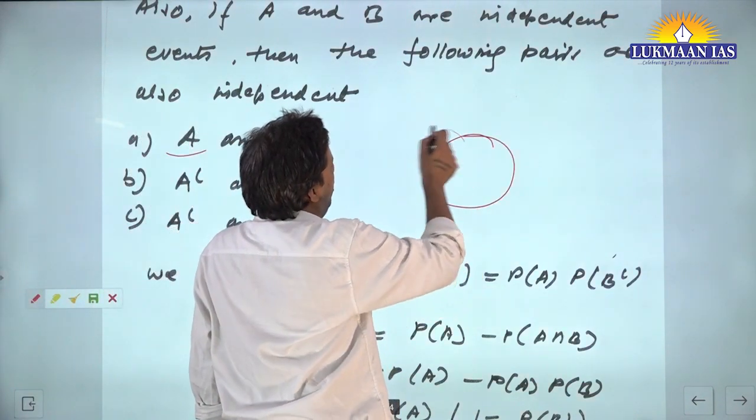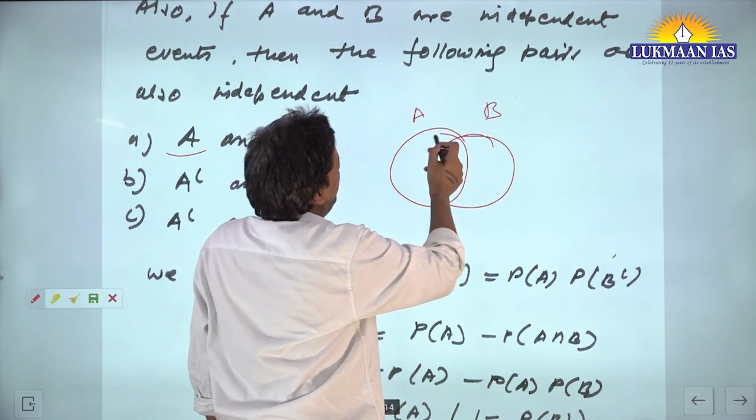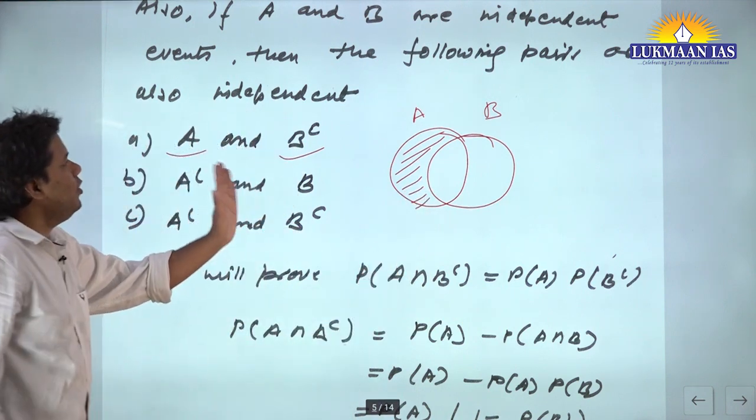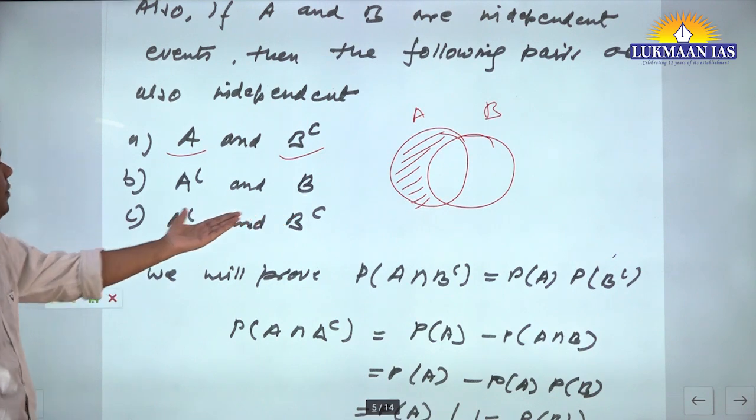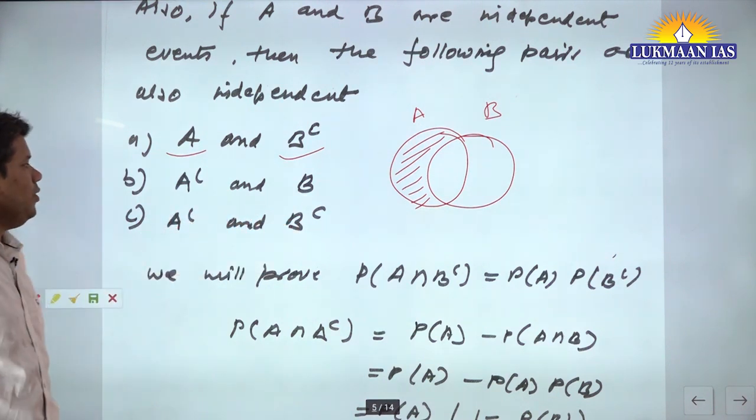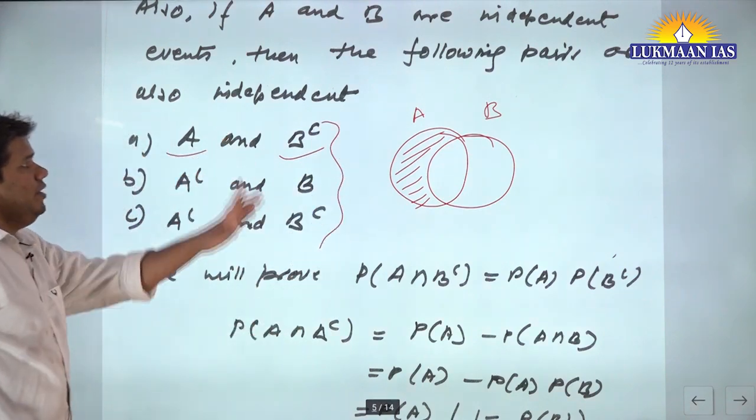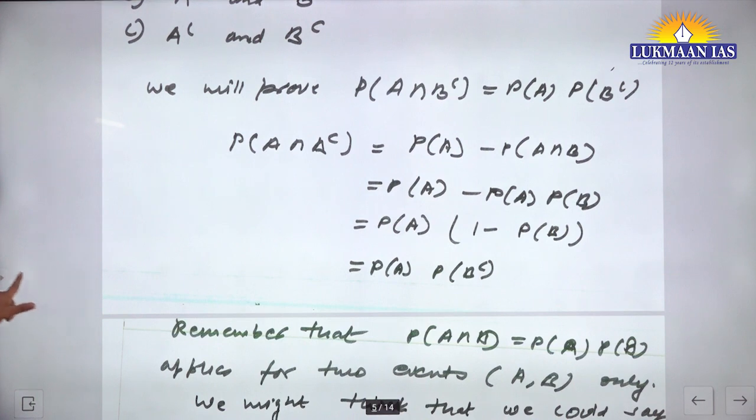Suppose this is A, this is B. So B complement का मतलब है B को छोड़ के बाकी सब जो एरिया है, right? So A and B complement will be also independent. A complement and B would also be independent. A complement and B complement would also be independent. ये तीनों चीज होगा if A and B are independent. आप इसको वेरीफाई कर सकते हो. एक मैंने वेरीफाई किया है ऑलरेडी, राइट.